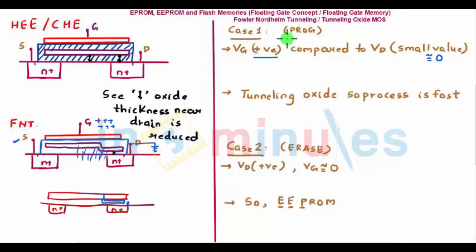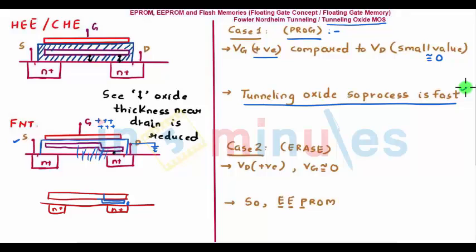So case 1, programming: we follow the phenomenon of gate tunneling, in which the gate voltage is put to a very high value and the drain voltage is 0, so the electrons will tunnel. Now this process takes place because of the tunneling oxide. When there is such a thin oxide, we can also call this a tunneling oxide MOS, and the tunneling distance is so small that electrons move faster towards the floating gate, and hence the tunneling oxide process is fast.